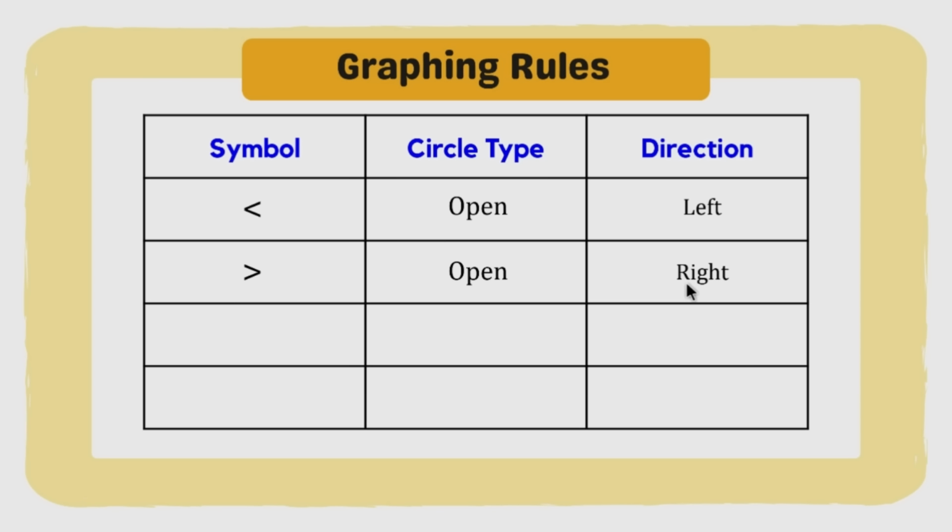Okay? Next, if it is less than or equal, ang circle type na natin is closed or solid. And then, ang direction pa rin niya is going to the left. Okay? Pag greater than or equal naman, circle type is closed pa rin or dot. And then, direction naman niya is going to the right side. Okay? So, yun po yung summary ng ating graphing of inequalities.